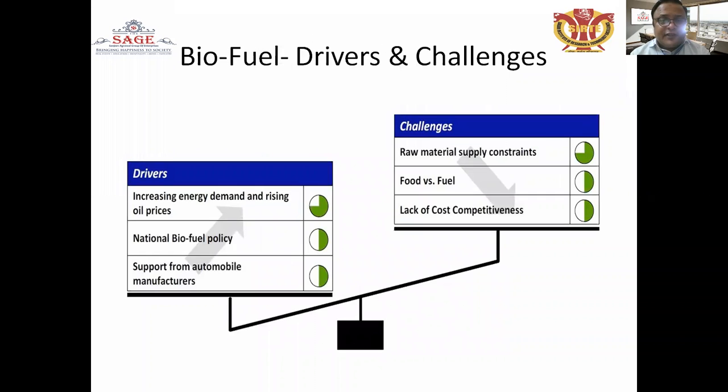These are the drivers and the challenges. Drivers are the increasing energy demand and rising oil prices, national biofuel policy, and support from automobile manufacturers. Challenges are raw material supply constraints.